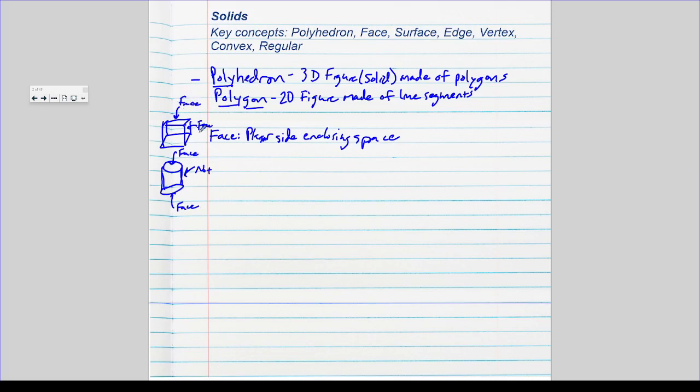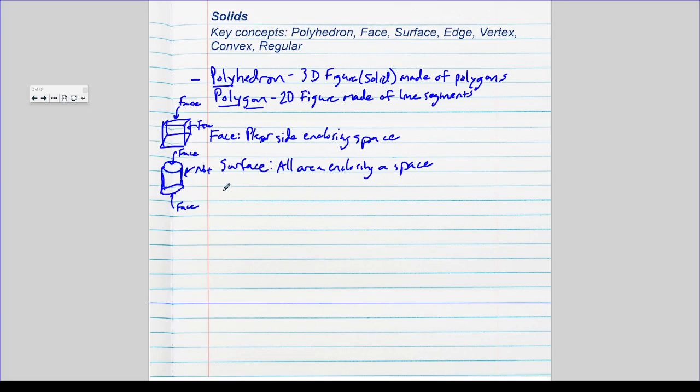When you completely enclose a shape, we call everything around the outside of it its surface. So this is basically all area enclosing a space. A surface is like all the faces added together, and we talk about lateral surface area, which is the part around the sides, and then bases, which are like top and bottom.